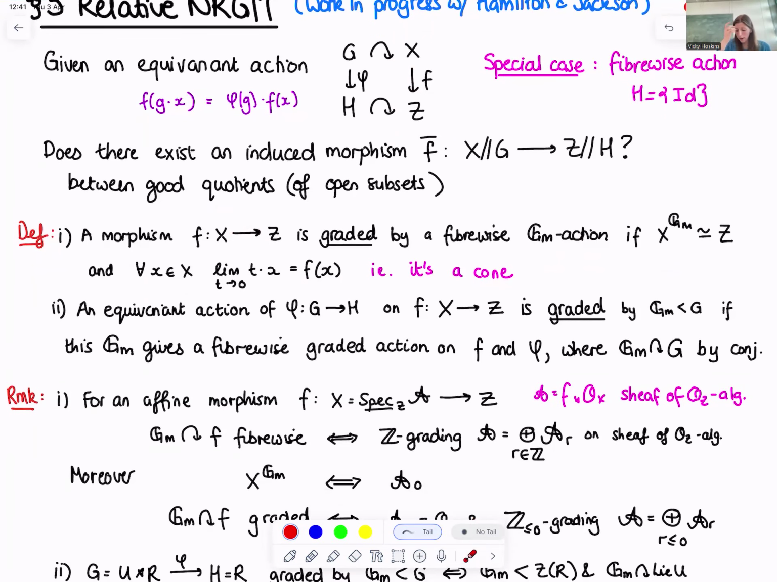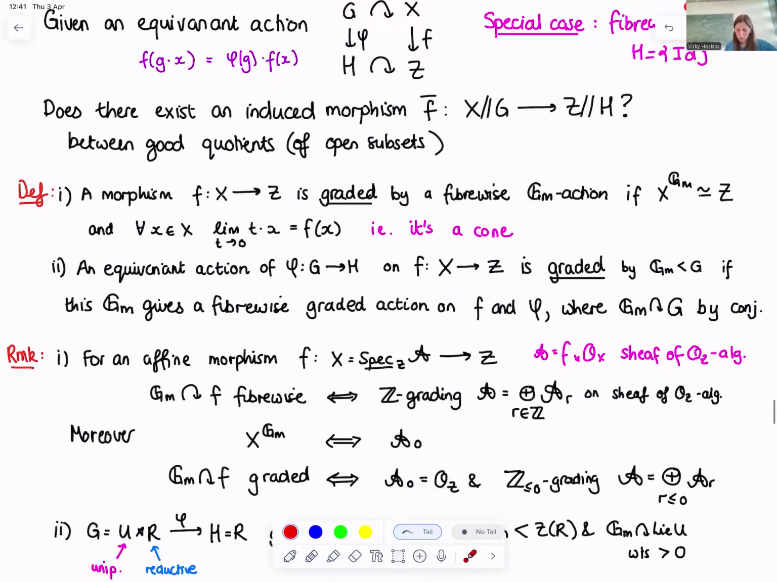Then we say an equivariant action. So in this situation where we've got a group homomorphism acting on a morphism of varieties, we say this is graded by a copy of GM inside G, if GM gives a fiber-wise graded action on both the morphism F and the homomorphism phi, where here for phi, GM is acting on G by conjugation, so it's a subgroup inside G. Let me just interpret what these mean.